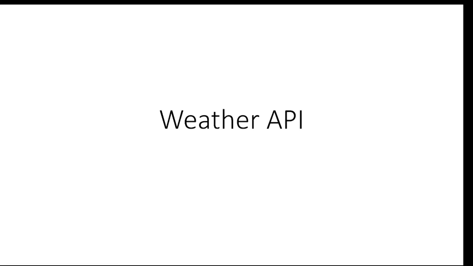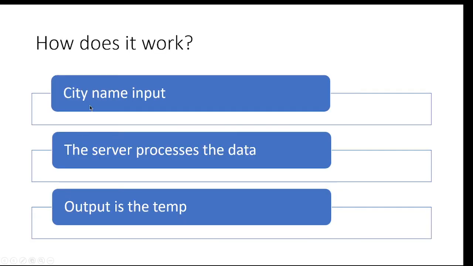Welcome back everyone. In today's video, I'm going to show you a weather API. So, how does it work? Basically, we'll give a city name in the text box, and then the server processes the data, and it shows the output, which is the weather, just like that.